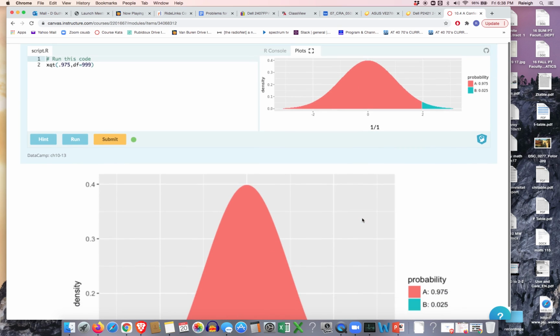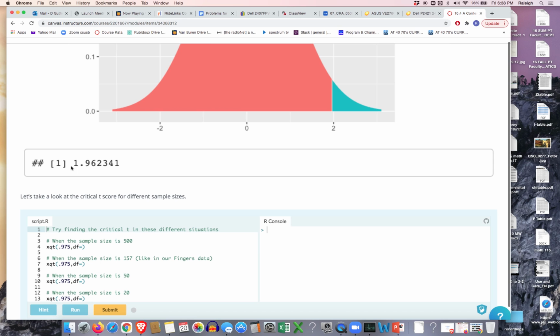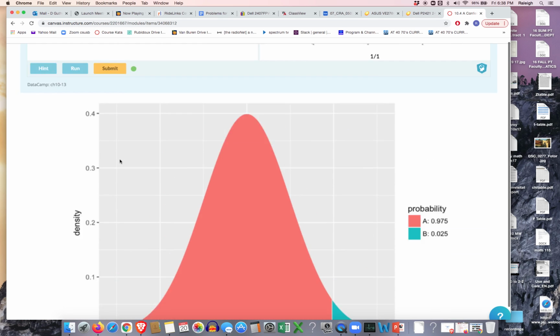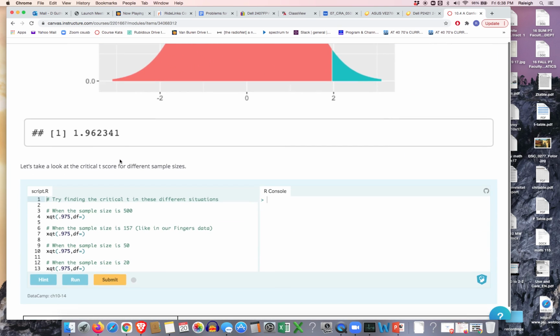So let's go ahead and take a look at that. So we did that already. And then now all we've done is taken the minus sign off. It should be exactly the same number, 2341. Yep, 2341. So that is the same.